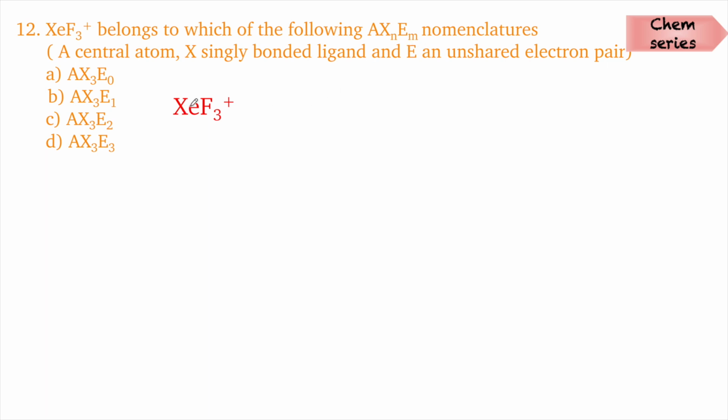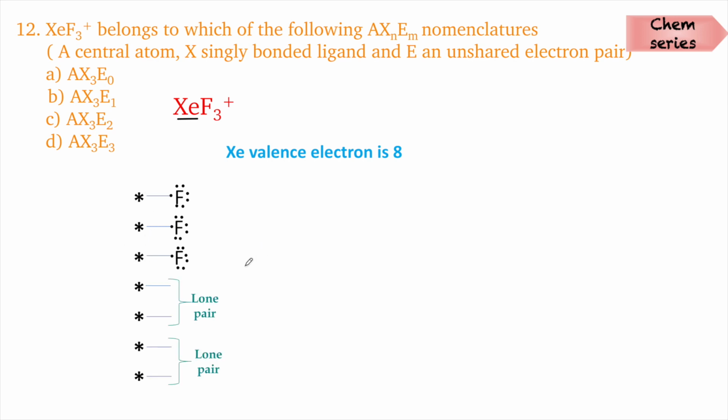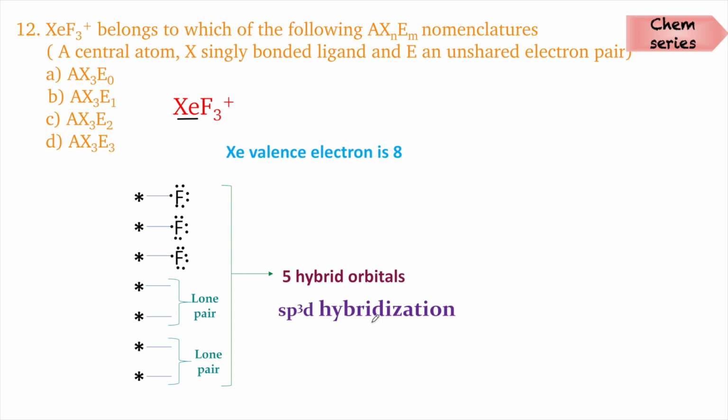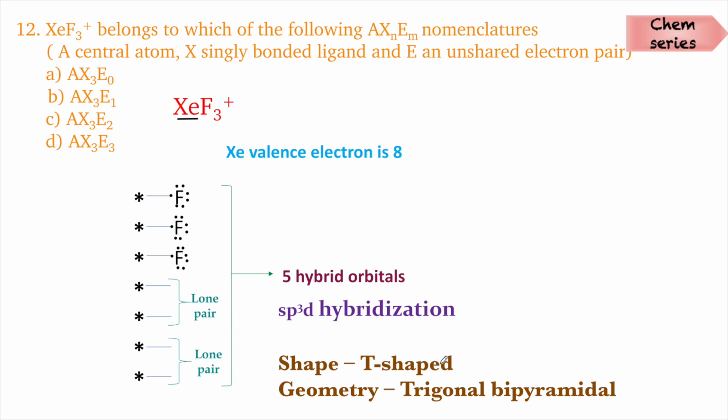Okay. So we are taking XeF3 plus. The central atom is Xe and its valence electron is 8 and it is of positive charge, so 1 electron we are not including, so we are writing only 7 valence electrons, and it has 3 fluorine atoms, so it takes up 3 valence electrons of Xe for the bond formation, and there will be remaining 4 non-bonded electrons, that is 2 lone pairs. So totally there are 5 hybrid orbitals. Okay, that is sp3d hybridization and the shape and geometry are this.